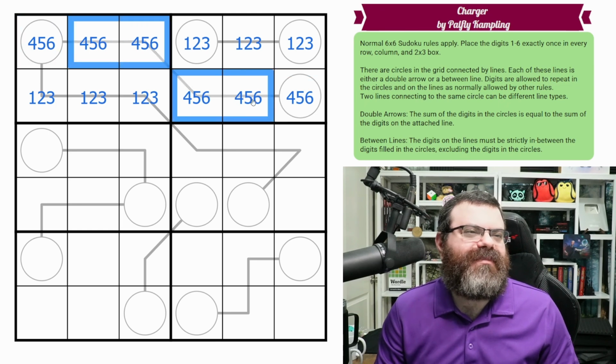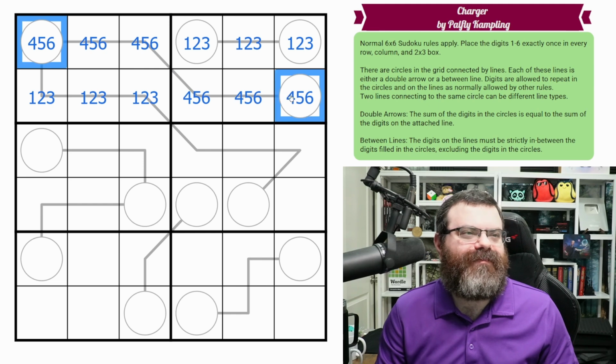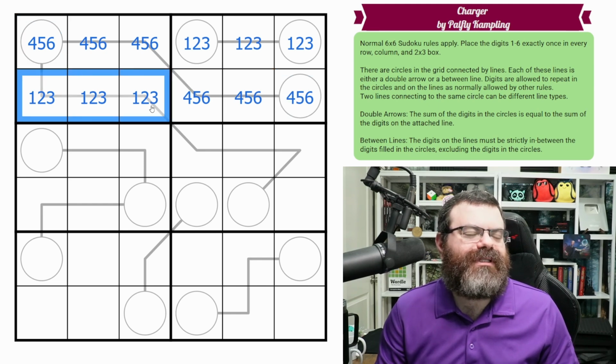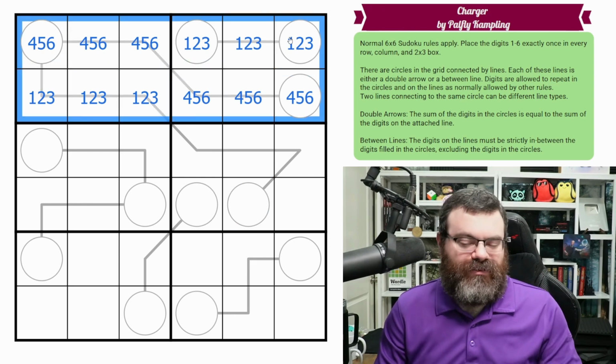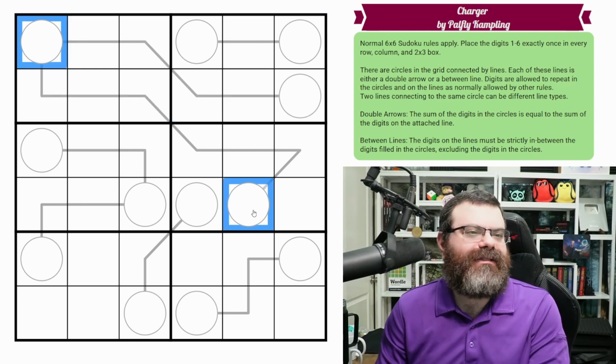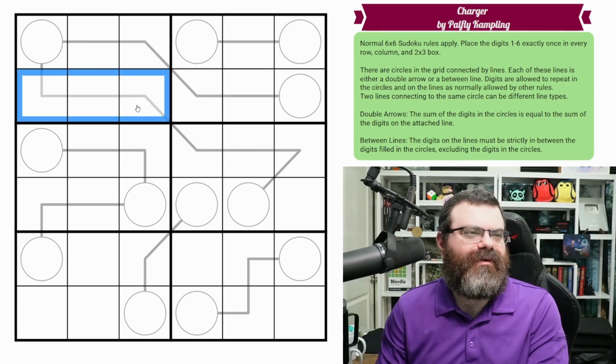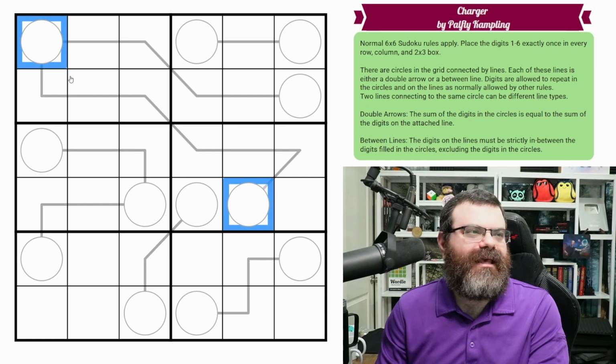And this would add to way too much. If this was 4, 5 and 4, 5, that would add to 18, and these could only add to 12 max. So even though 1, 2, 3 works here for this line, it forces 4, 5, 6 here and 4, 5, 6 here, and that does not work for this line. Can't be between line, can't be double arrow. So we are not 1, 2, 3, which means this is not a double arrow, because that was the only way this was going to work. 1, 2, 3 here and 1, 2, 3 here with double 6. So that's not what it is.